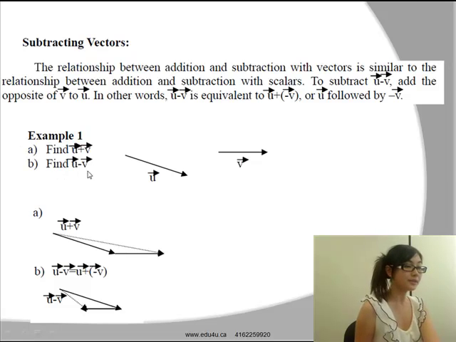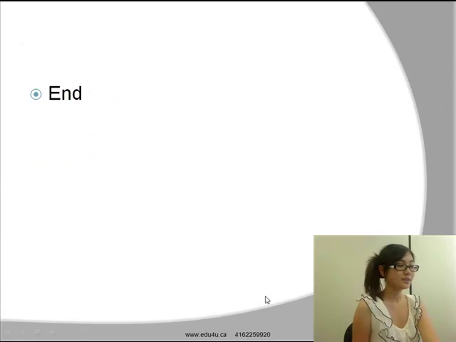Question B says find u minus v. How we do that is we think of v oppositely. We have to make v into negative v. And in order to do that, we simply switch it around. We switch the head to the tail and we switch the tail to the head, and it will look something like this. Then once again, we use the tail-to-head technique and we will get a completely different resultant from the addition.